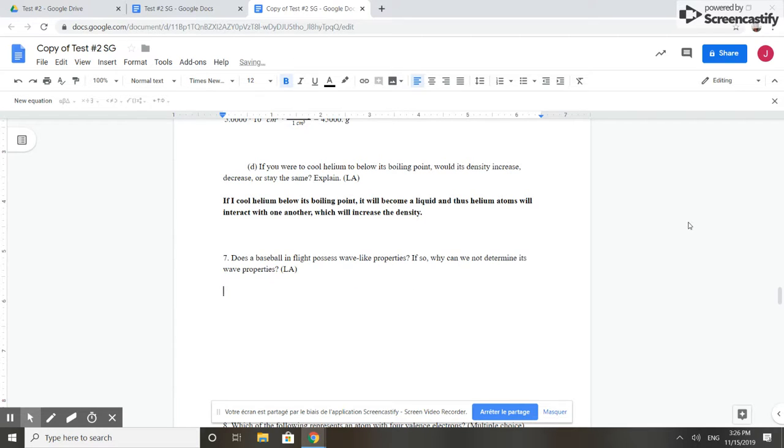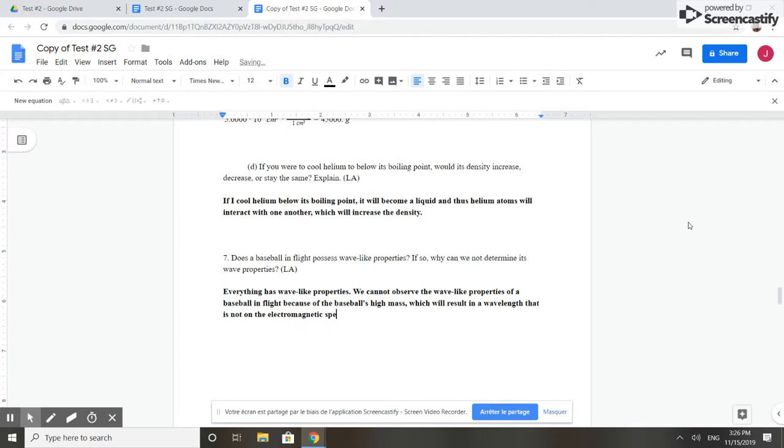Right, so everything has wavelength properties. We cannot observe the wavelength properties of a baseball in flight because of the baseball's high mass, which will result in a wavelength that is not on the electromagnetic spectrum.